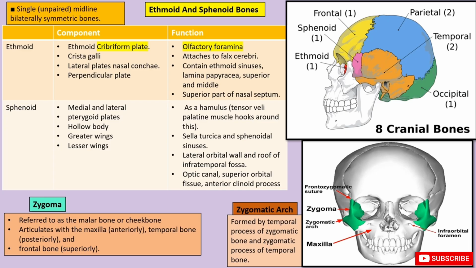Now we know the zygoma refers to the malar bone or the cheekbone, and the zygomatic arch is formed by the temporal process of zygomatic bone and the zygomatic process of temporal bone.